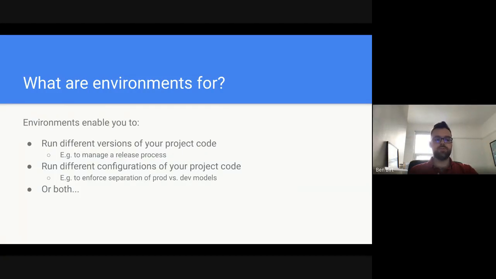So if you think about the configuration options you have in the dataform.json file, it's overriding some of these. For example, people use this to enforce separation of prod data models versus dev data models, or you can mix and match both of those things. And probably there are even other use cases besides those.